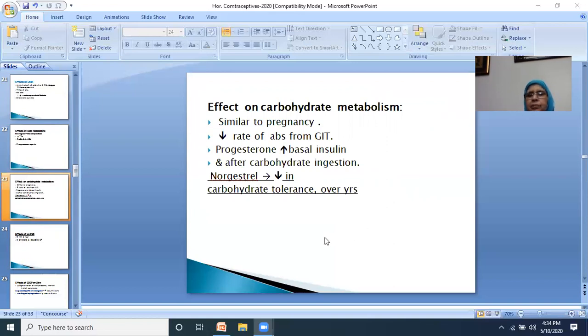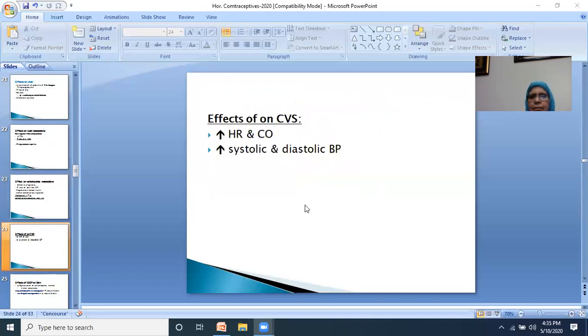There is a decreased rate of absorption from the gastrointestinal tract. Progesterone increases basal insulin and the level of insulin after carbohydrate ingestion. Norgestrel has been seen to decrease carbohydrate tolerance over years. So this is not good. This decrease is an adverse effect. With decreased carbohydrate tolerance, hyperglycemia may occur, and this can even increase atherosclerosis.